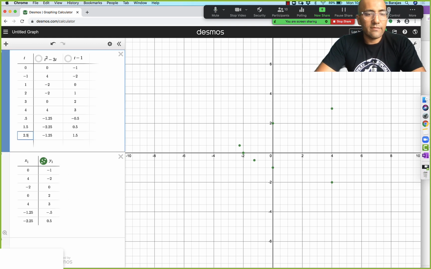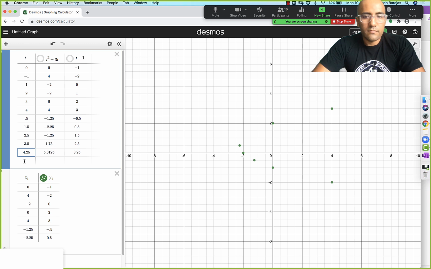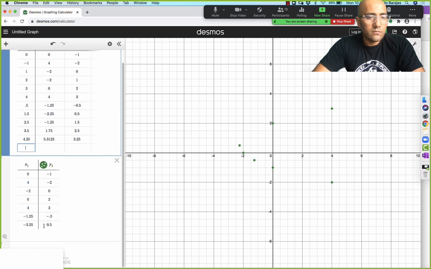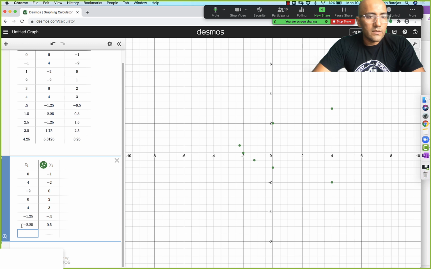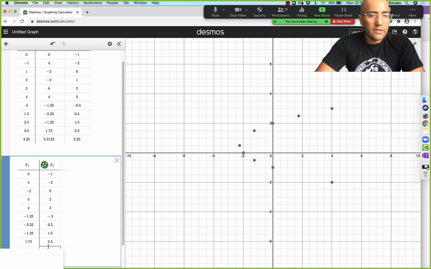How about 2.5? How about 3.5? How about 4.25? Okay, so this is going to be -1.25, which is mapping with 1.5. That gives me another point there. +1.75 maps to 2.5, and also 5.3125 leads to 3.25. Okay, there.